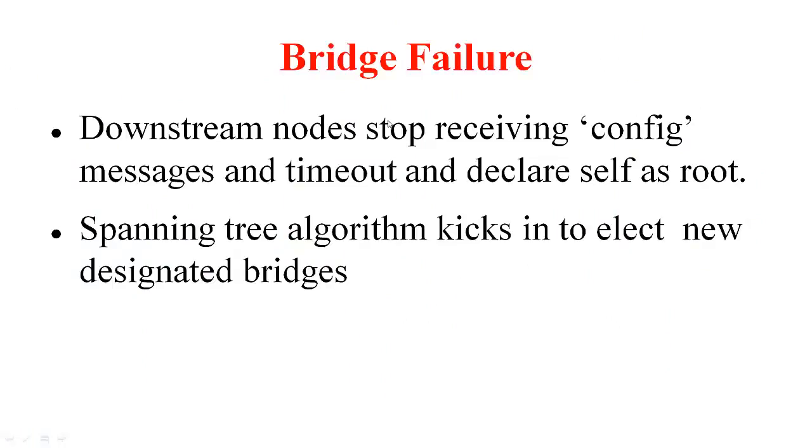Whenever a bridge fails, the downstream nodes stop receiving the configuration messages that are periodically sent by the root. In which case these downstream bridges are going to time out when they don't see such configuration messages, and they are going to declare themselves as root. When this happens, the spanning tree algorithm will again kick in and you're going to elect new designated bridges. We will work out an example as part of the quiz to figure this out.